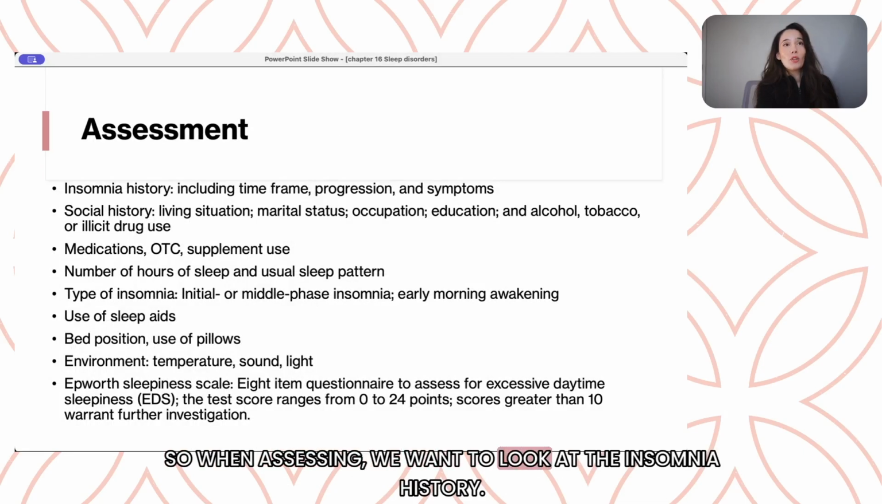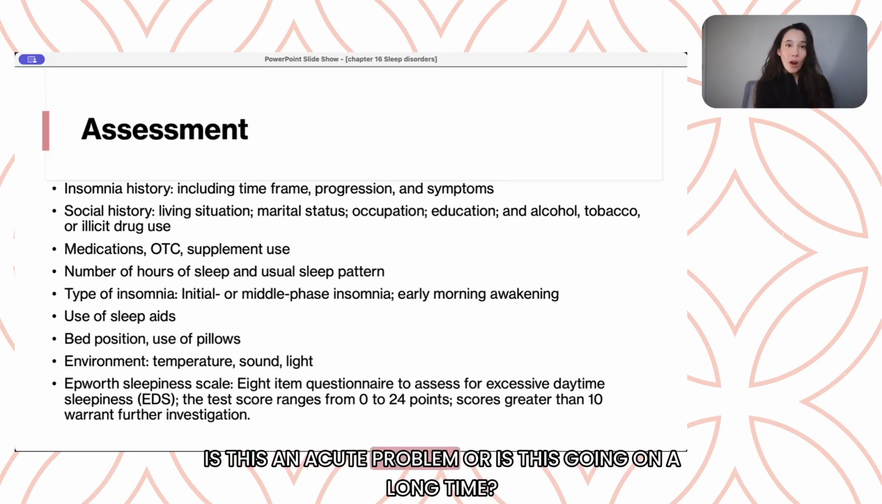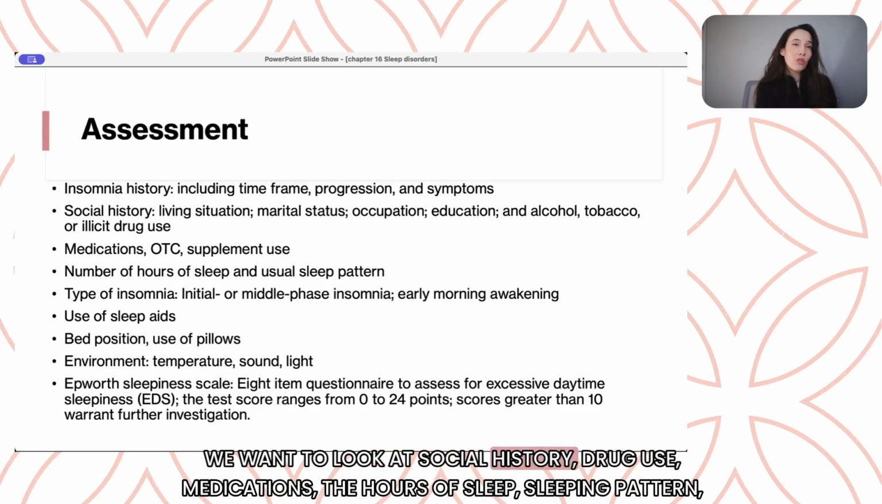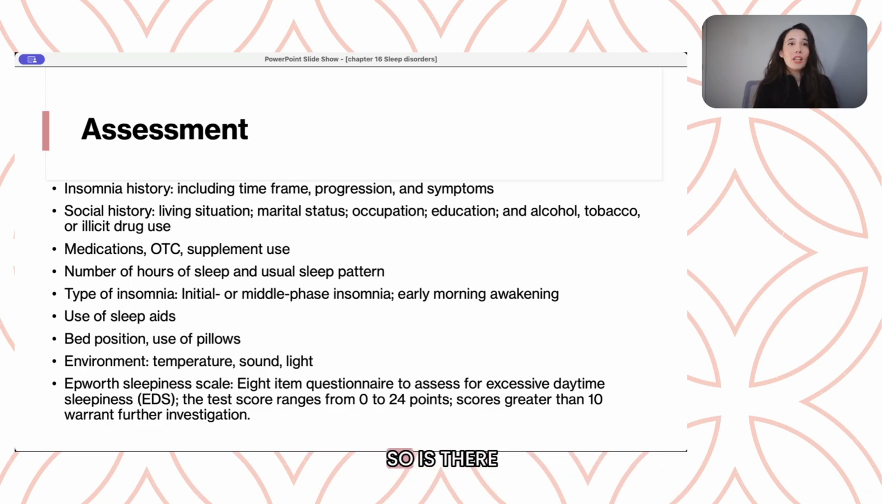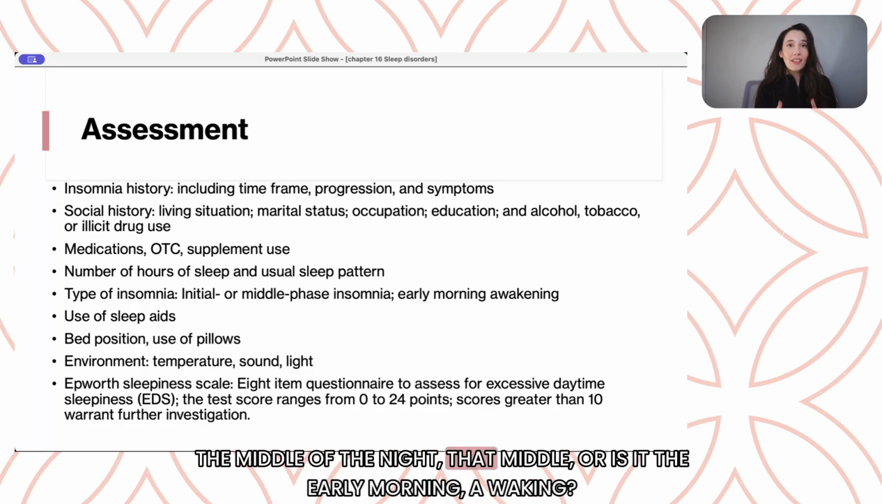So when assessing, we want to look at the insomnia history. Again, that's going to give us a better idea of what the diagnosis is. Is this an acute problem or has this been going on a long time? We want to look at social history, drug use, medications, the hours of sleep, sleeping pattern, different types of insomnia. So is it somebody who has difficulty falling asleep, that initial, or is it waking up in the middle of the night, that middle, or is it the early morning awaking?